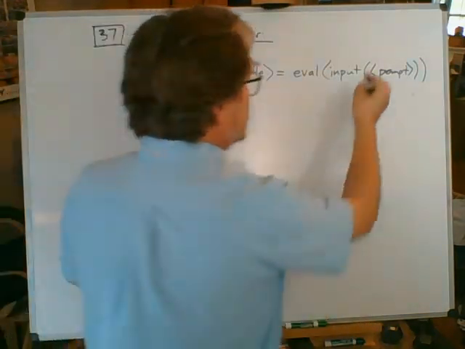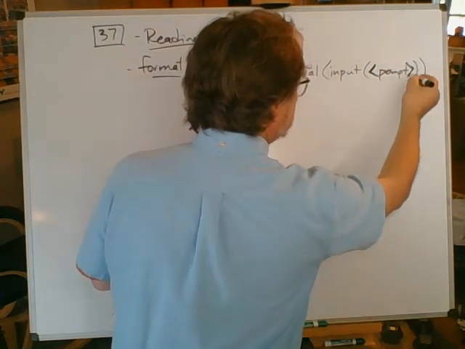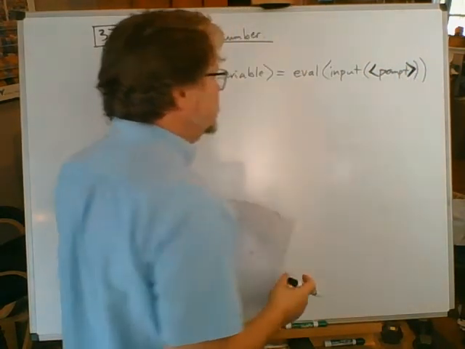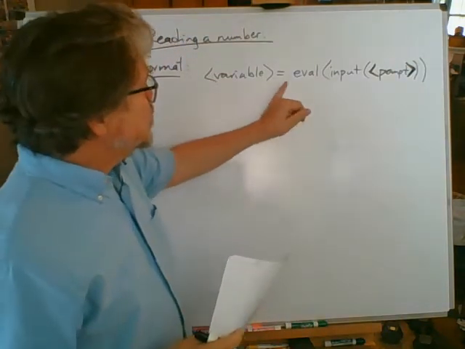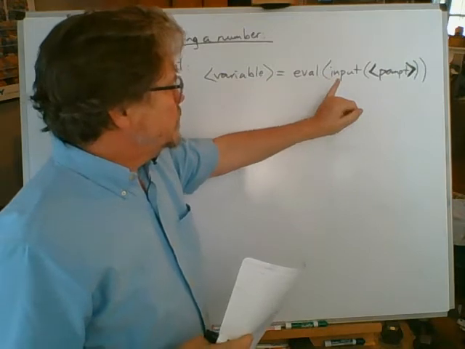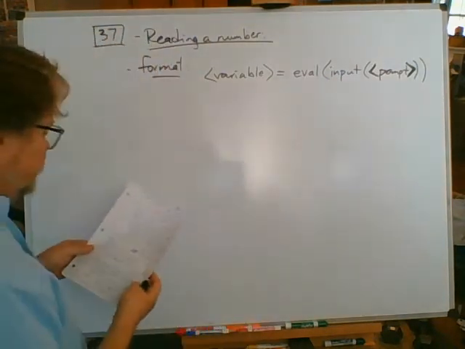It's hard to tell my parentheses from my pointy brackets, so I'll try to make them more distinctive. There. That's pointy brackets prompt, to be filled in. P-R-O-M-P-T is what that says. Variable equals eval, then parenthesis, input, parenthesis, prompt, then two closing parentheses.